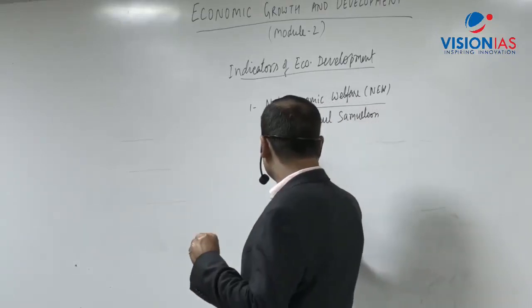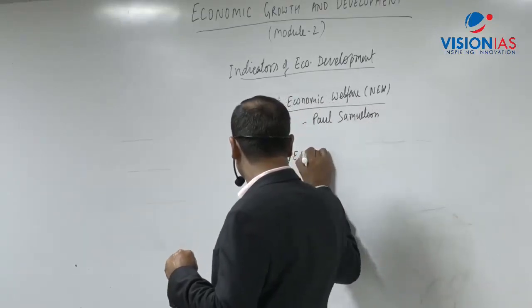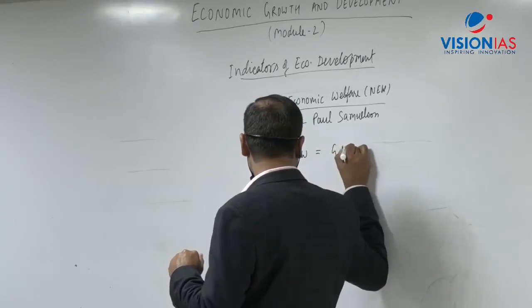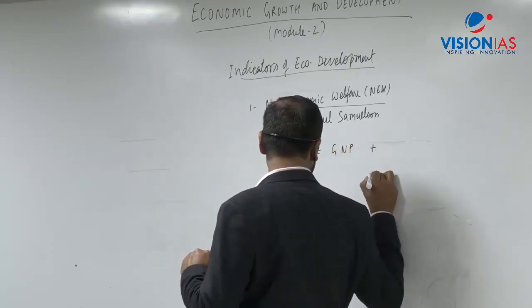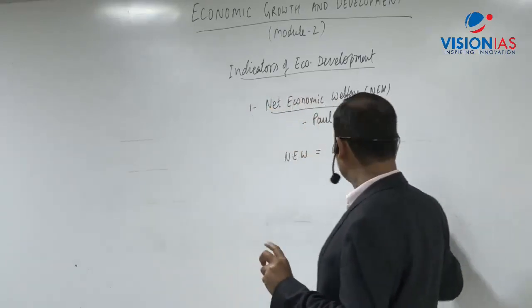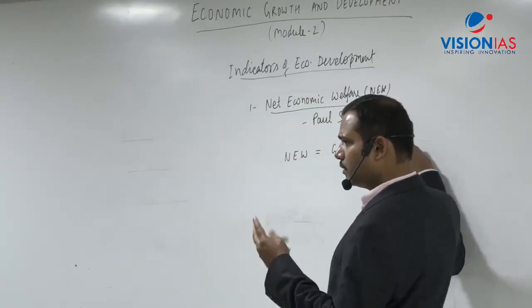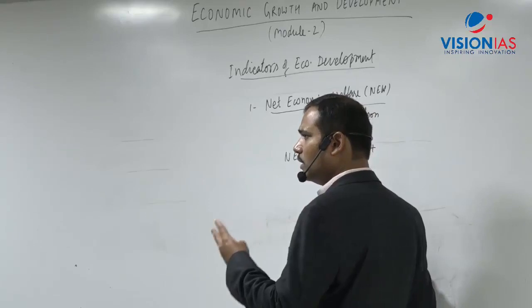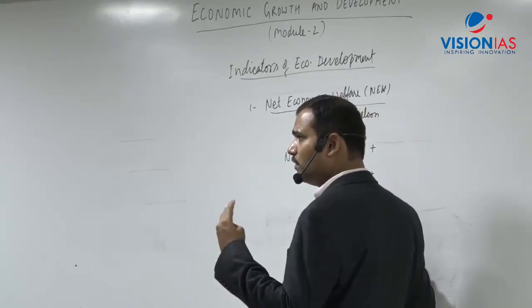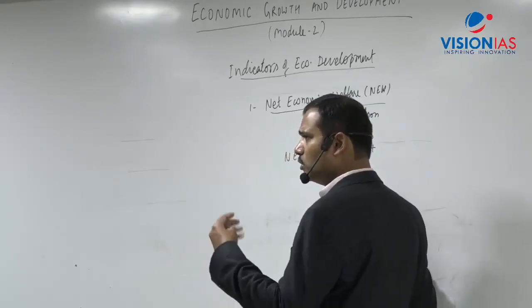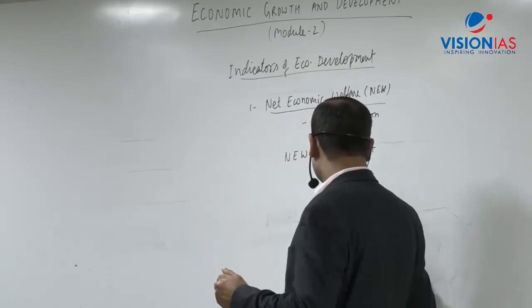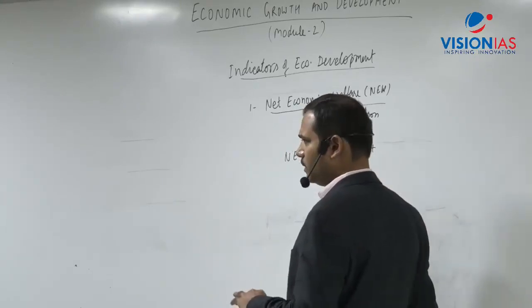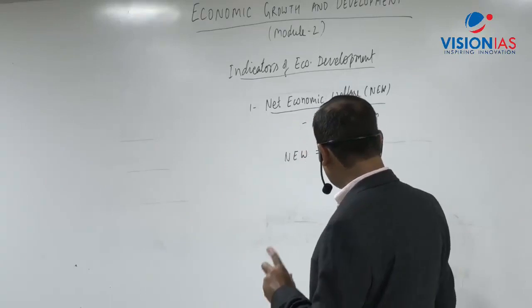So what is new? NEW is equal to GNP, and he added a few things, those things which are not added but increase welfare. And he subtracted those things which are included but don't increase welfare. Like defense expenditure does not increase welfare directly, and it is included. So he said it should be deducted. Few things he added, few things he subtracted. Only a broad idea.